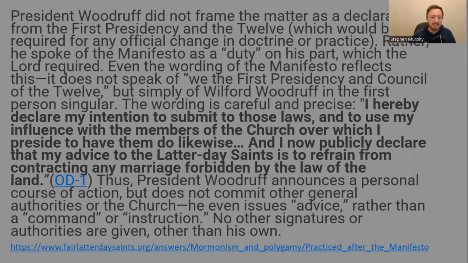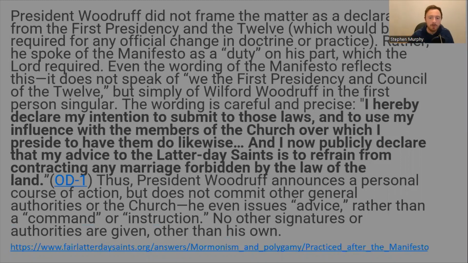So Fair Latter-day Saints has to say that President Woodruff did not frame the matter as a declaration from the First Presidency and the 12, which would be required for any official change in doctrine or practice. Rather, he spoke of the manifesto as a duty on his part, which the Lord required. I think, though, I would push back that he did make it seem like it was a revelation he received by the Spirit and him acting in the role as prophet.